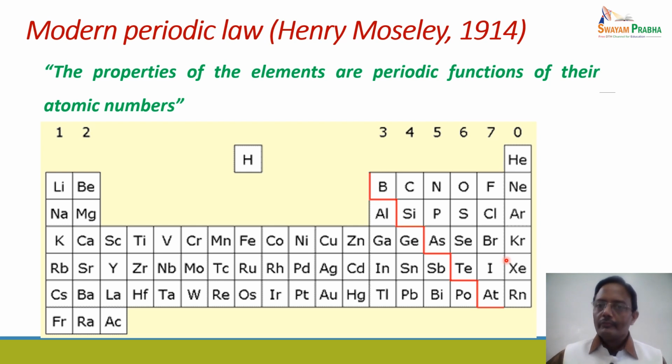But unfortunately, at the age of 27, Henry Moseley died in a war, World War I. This was called one of the greatest losses to the scientific society, because at the age of 27 he died, and before that he put forward an extremely important law which was used to build the modern periodic table, or what we call today the long form of the periodic table.